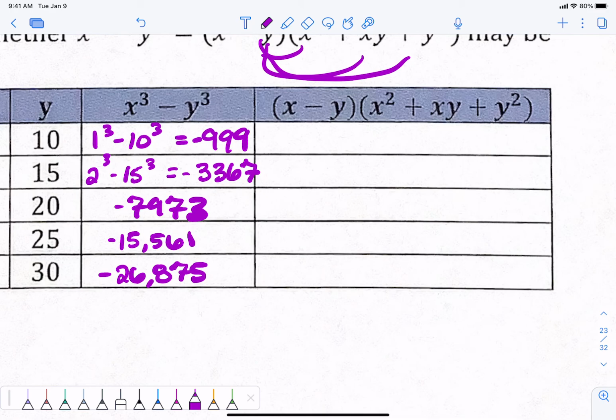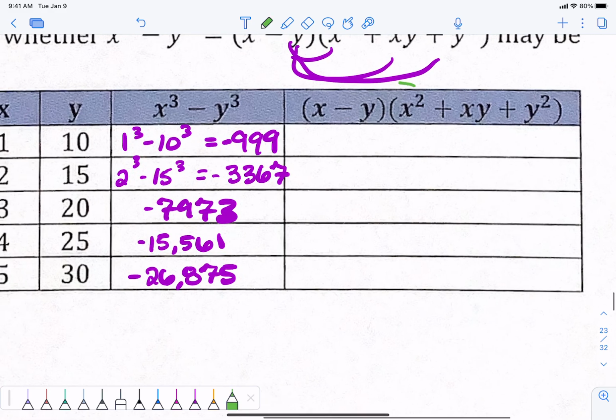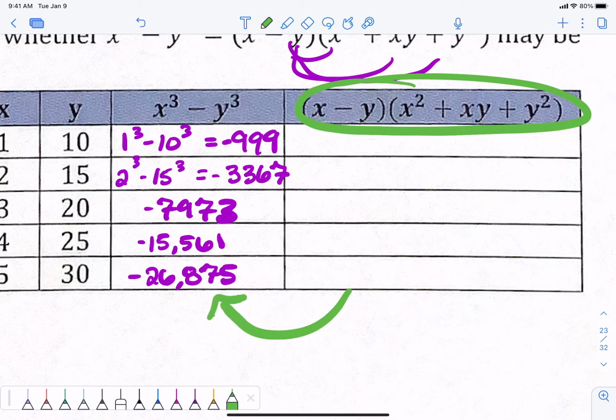All right. So the next one. So that we're clear, this is an alternative to changing one side to look like the other. You plug in numbers. We're going to plug those same numbers into this equation and hope that they come out to be the same solution. A couple of you have already said mine came out the same. If we plug 1 in, you should get negative 999. If we plug 2 in, Romeo, did you get the same answer? Yeah, I did. Negative 3367.